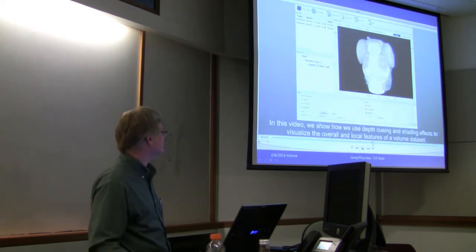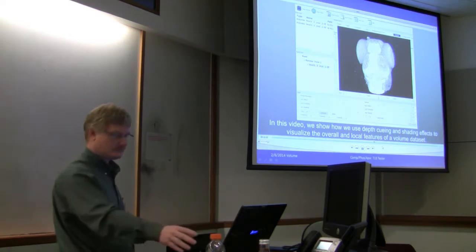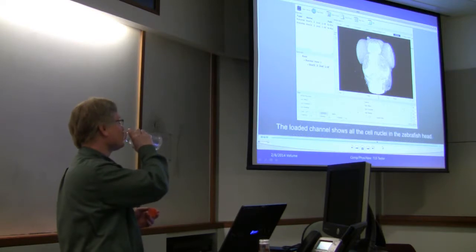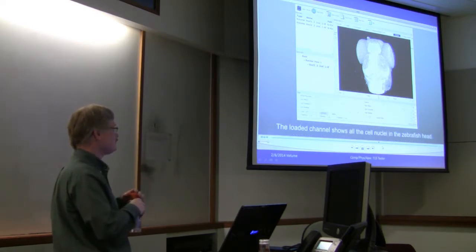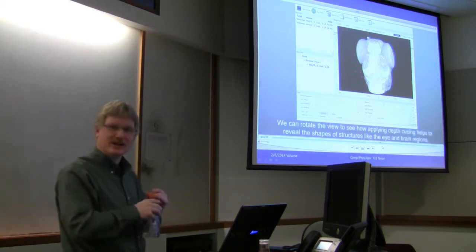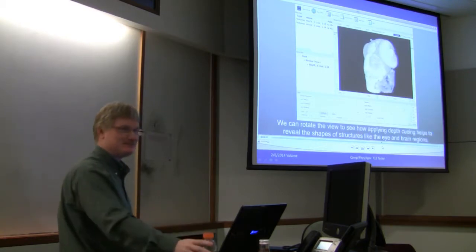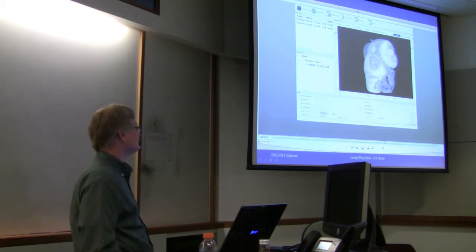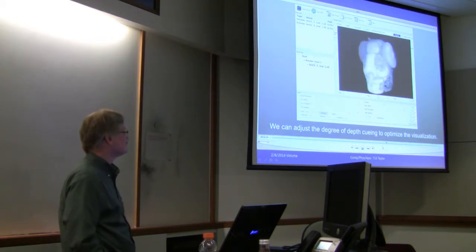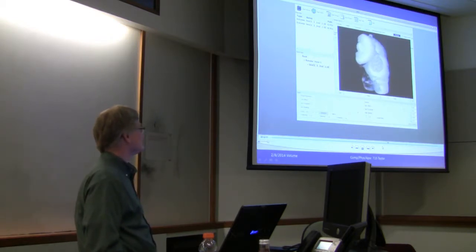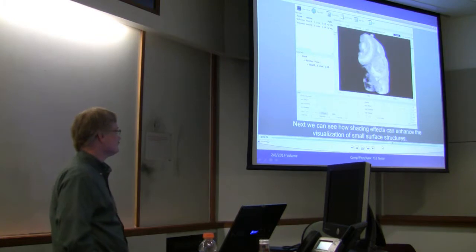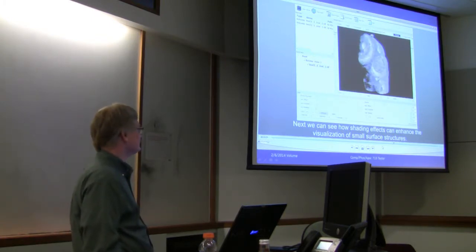Next, we show how we use depth cueing and shading effects to visualize the overall and local features of a volume data set. The loaded channel shows all the cell nuclei in the zebrafish head. We can rotate the view to see how applying depth cueing helps to reveal the shapes of structures, like the eye and brain regions. We can adjust the degree of depth cueing to optimize the visualization. Next, we can see how shading effects can enhance the visualization of small surface structures.